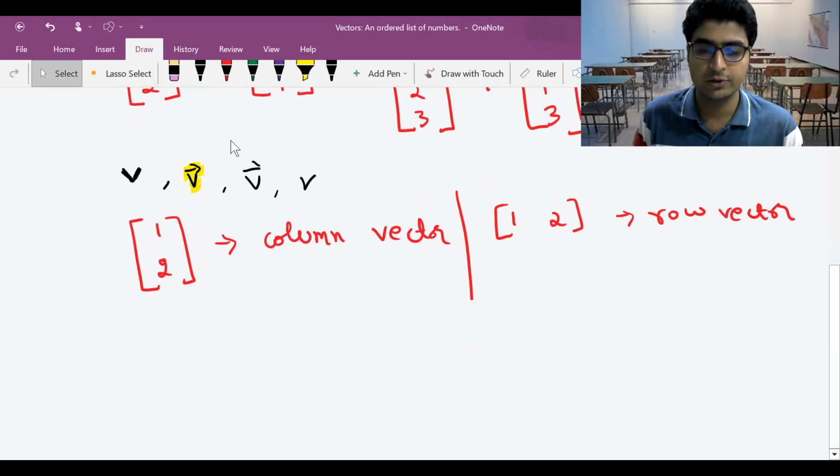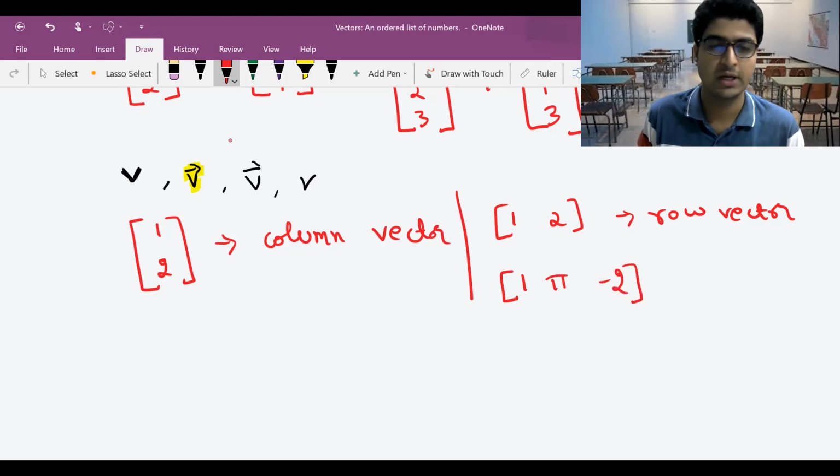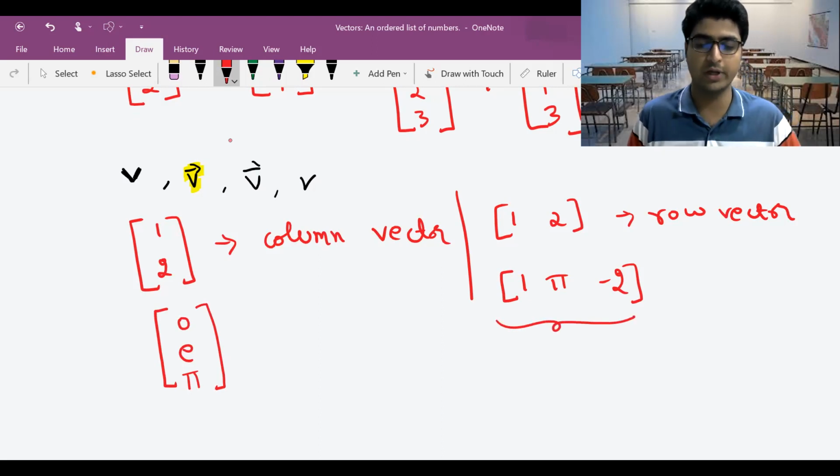Another example of a row vector would be, let's say, 1, pi, minus 2. Another example of a column vector would be 0, maybe e, or pi. So this is a column vector. It has exactly one column. And this one has exactly one row.